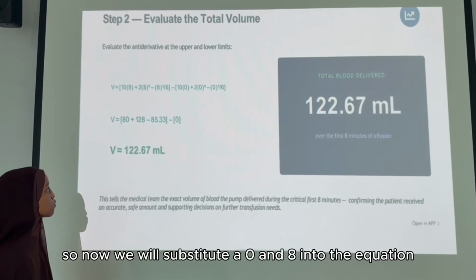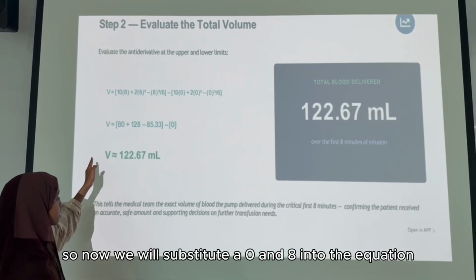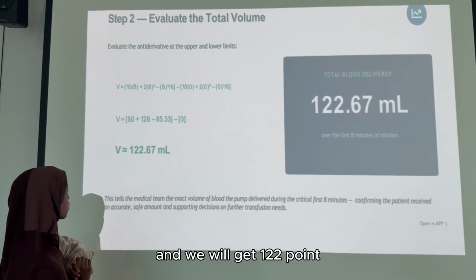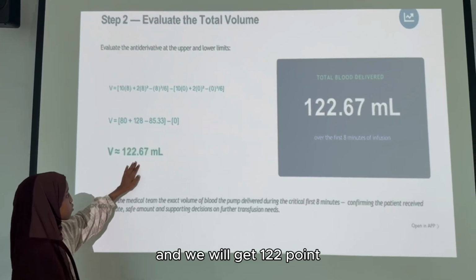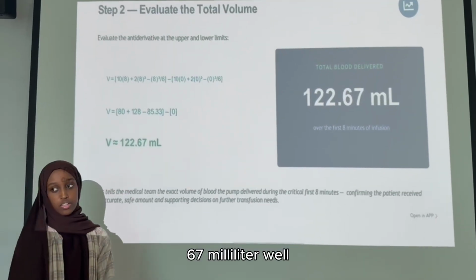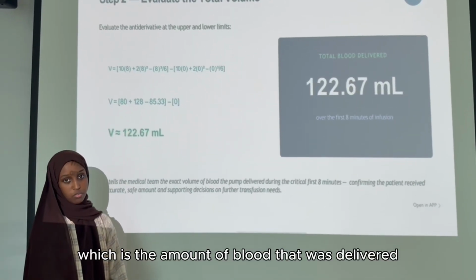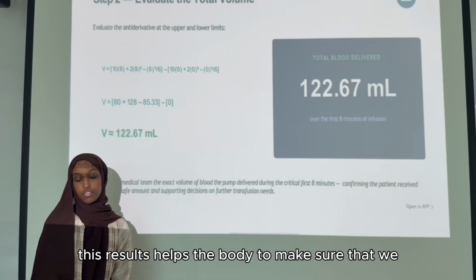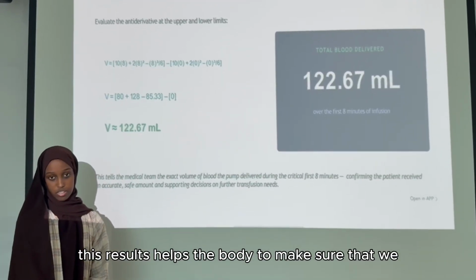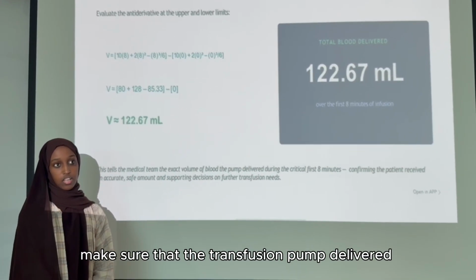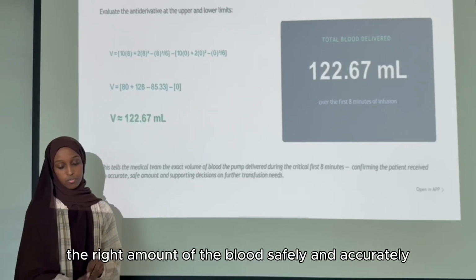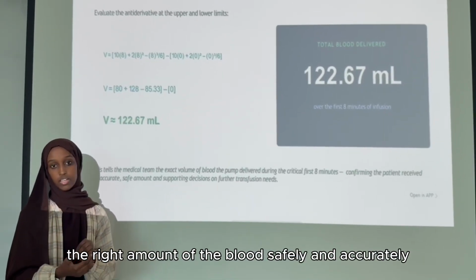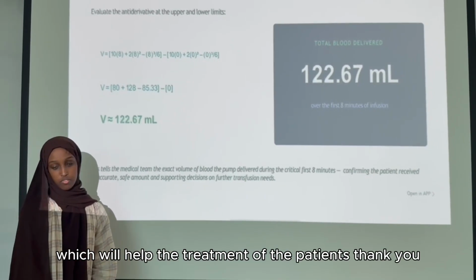Now we substitute 0 and 8 into the equation, and we get 122.67 milliliters, which is the amount of blood that was delivered in the first 8 minutes. This result helps the biomedical engineers make sure that the infusion pump delivers the right amount of blood safely and accurately, which will help the treatment of patients.